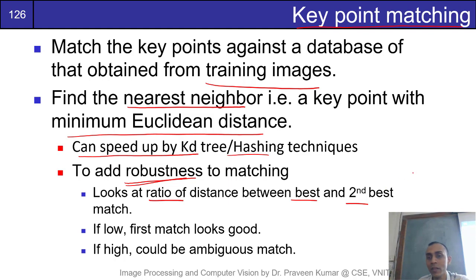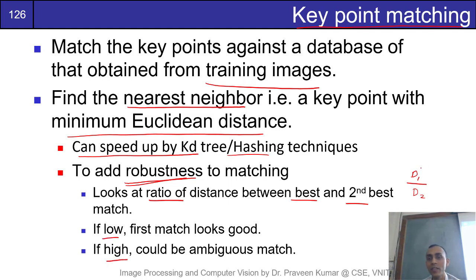So let us say d1 is the distance from the first best match, and d2 is the distance from the second best. Then they actually use this ratio d1 by d2. Now what this ratio will tell us, if it is low or if it is high, it will tell something.